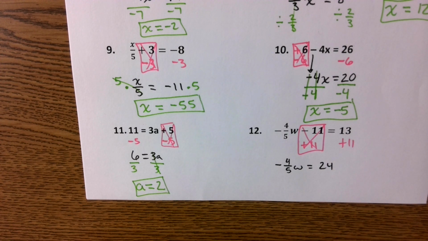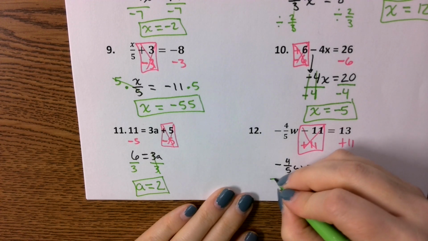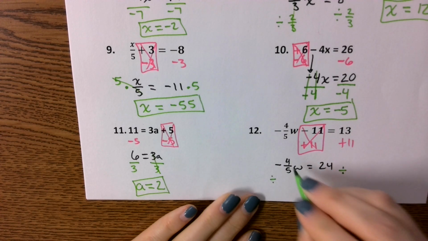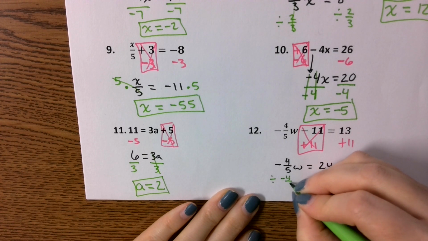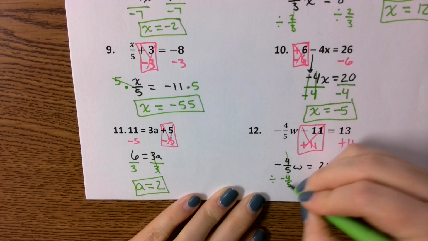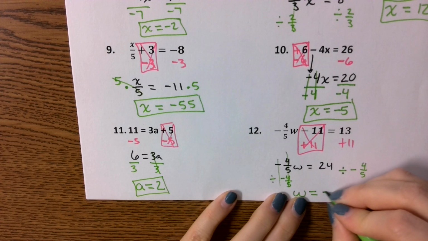And then our last step, Amy. Divide by, not just 5/5 or 4/5, but negative 4/5. We're going to divide both sides by negative 4/5. Okay? That gives us w now isolated. It's going to equal a negative 30.